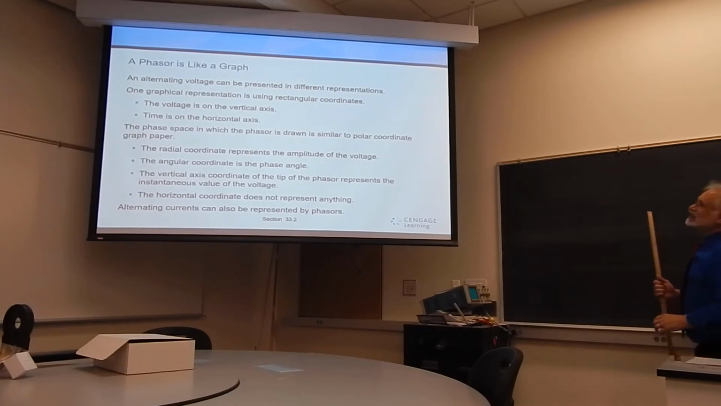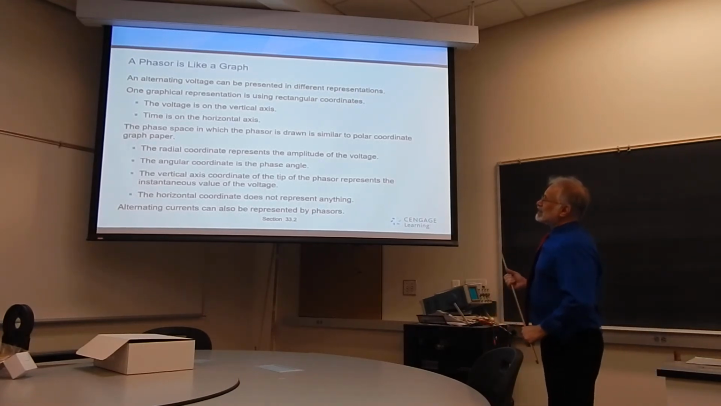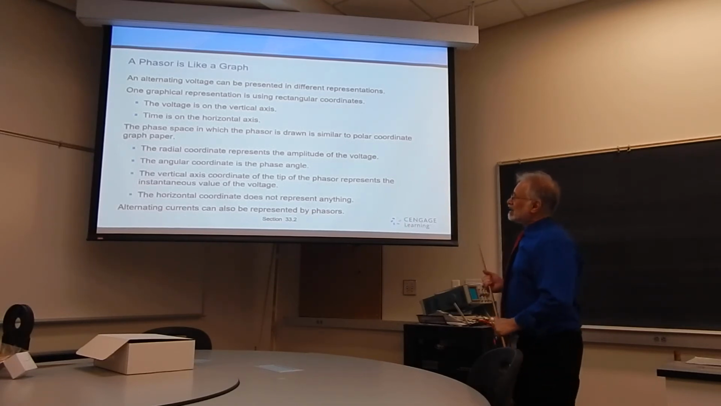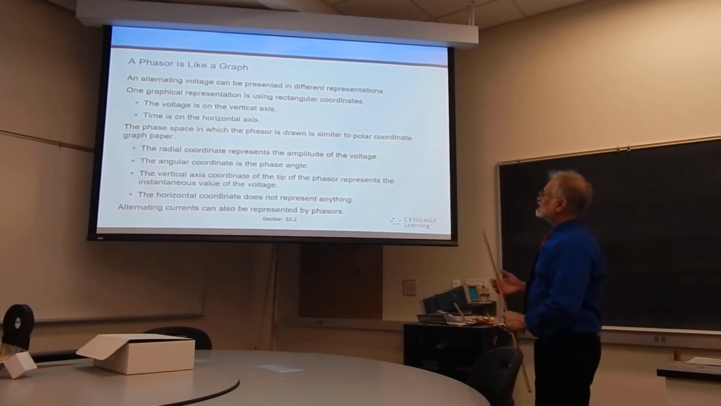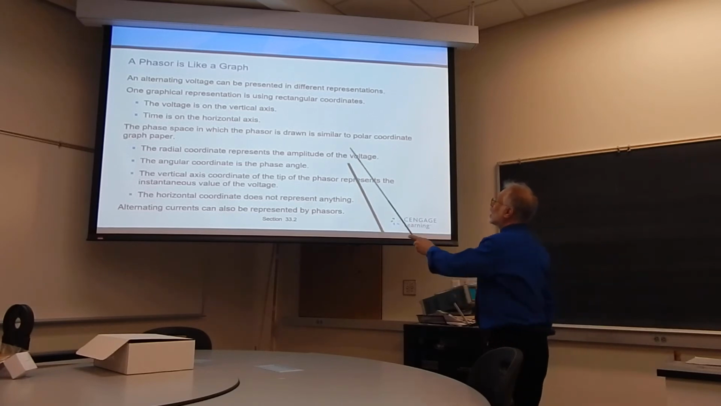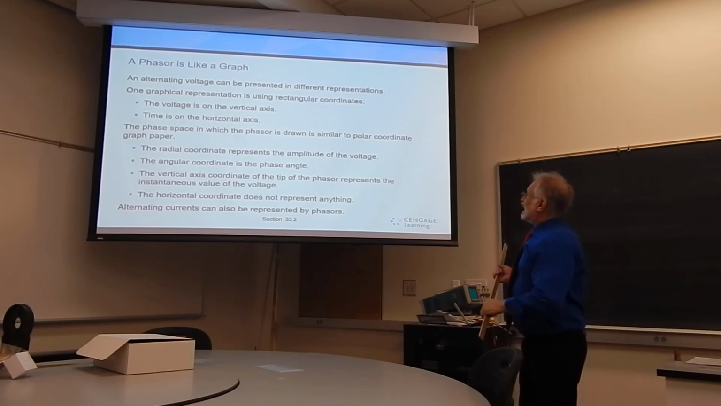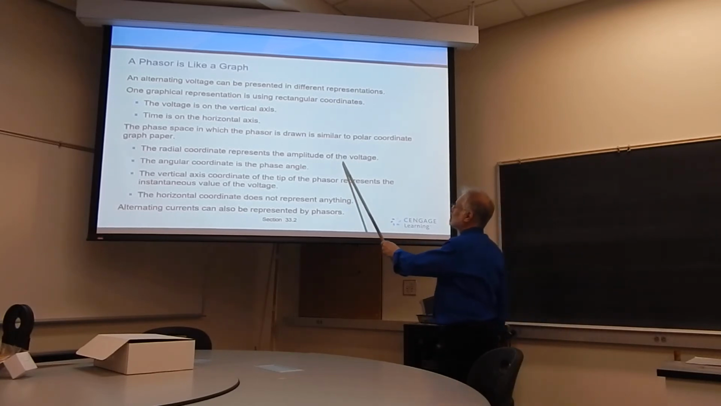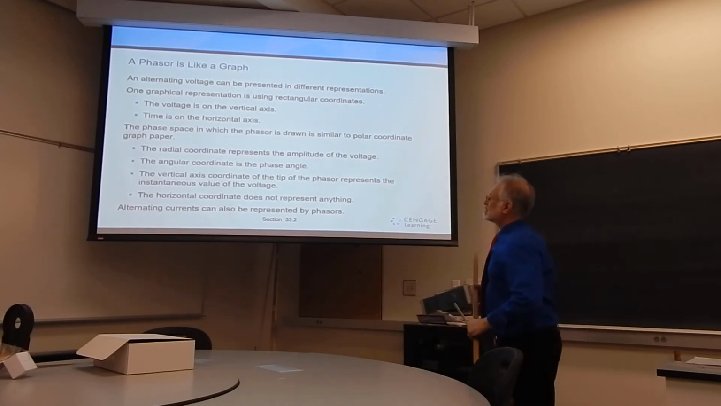In a sense, we can look at a phasor kind of like a graph. If I had a rectangular representation, I might look at voltage on the vertical axis and time on the horizontal axis. And then I would draw my phasor as it would be in a polar coordinate type of graph paper, where the radial coordinate represents the amplitude of the voltage, and the angular coordinate shows us the phase angle.